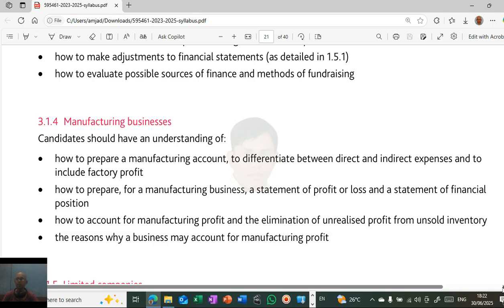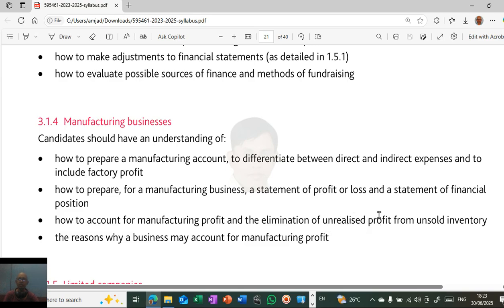So, part of 3.1, wherein we will learn all the problems related to manufacturing business, like candidates should understand how to prepare a manufacturing account, to differentiate between direct and indirect expenses and to include factory profit. So, this is very crucial and a very technical part: the calculation of factory profit, and how to prepare, for a manufacturing business, a statement of profit or loss and a statement of financial position, how to account for manufacturing profit and the elimination of unrealized profit.